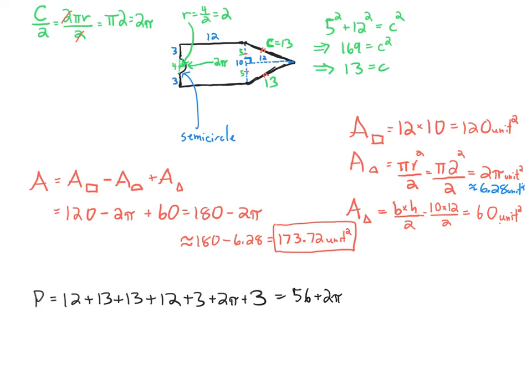So it's 56 plus 2 pi. This is a fine way to leave your answer if you're asked for an exact answer. And our units are just regular old units. Perimeter is a one-dimensional measurement, so the units just are units, not units squared or units cubed or anything like that. And if we want to approximate this, of course, it's going to be 56 plus, well, 2 times pi is 6.28, which is 62.28 units is our perimeter.